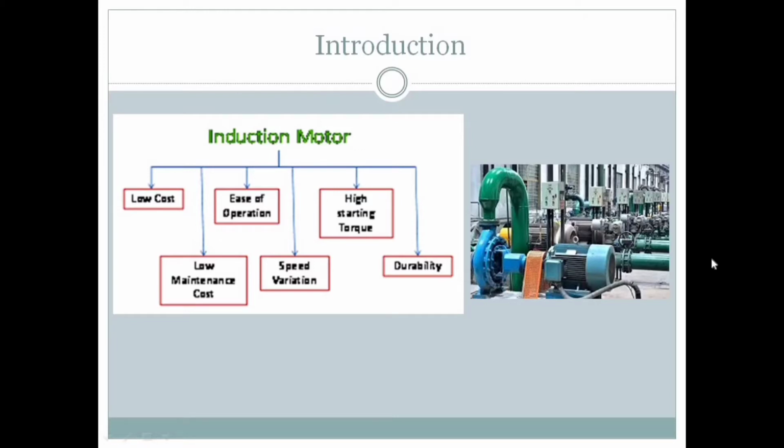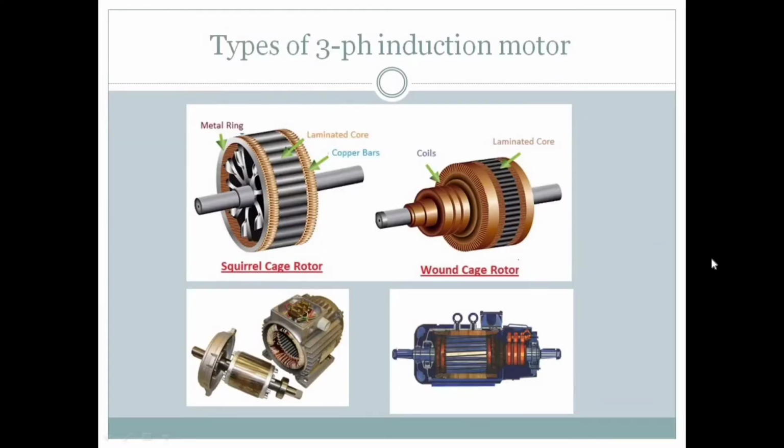Next we have to discuss what types of three-phase induction motor we have. We have two types: one is the squirrel cage induction motor and the other is the wound rotor type three-phase induction motor. This classification is due to rotor construction.